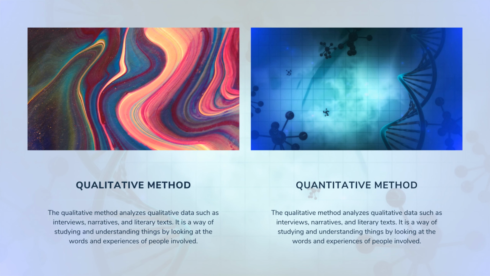Types of research design, a qualitative and quantitative comparison. Social science research also uses either a quantitative or qualitative methodological approach in gathering and analyzing data. Qualitative method. The qualitative method analyzes qualitative data such as interviews, narratives, and literary texts. It is a way of studying and understanding things by looking at the words and experiences of people involved.